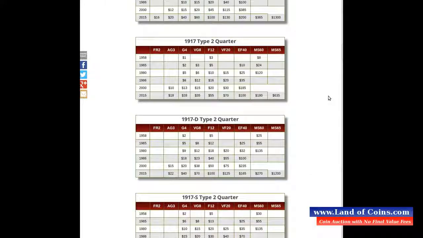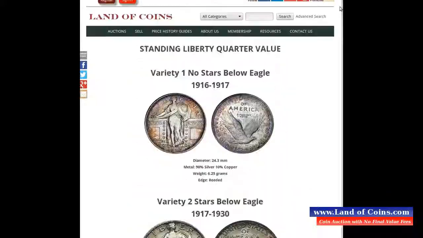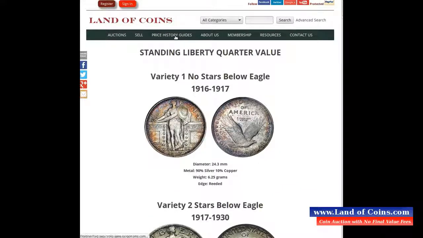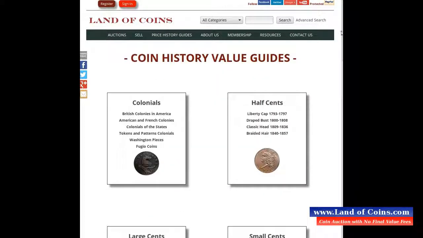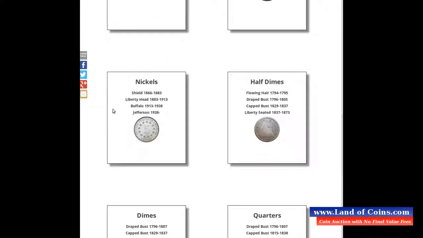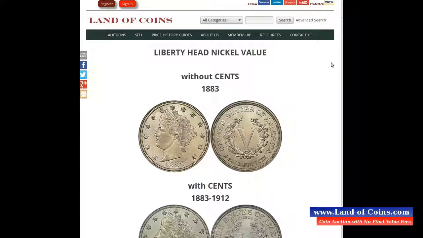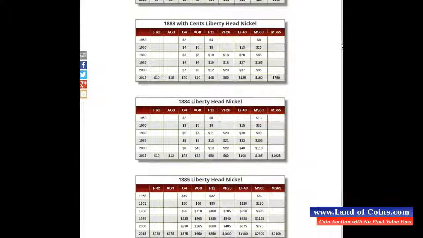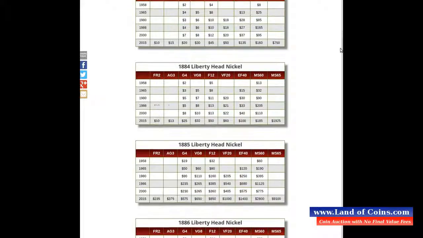There's also something else I would like to show you. Let's go back to the price history guide table, the main page. Let's go to Liberty Nickels. So we'll go here to Liberty Nickels. I also want to show you there are some very interesting things in these value charts that you can look at. If you look at these values here, let's just take any coin.